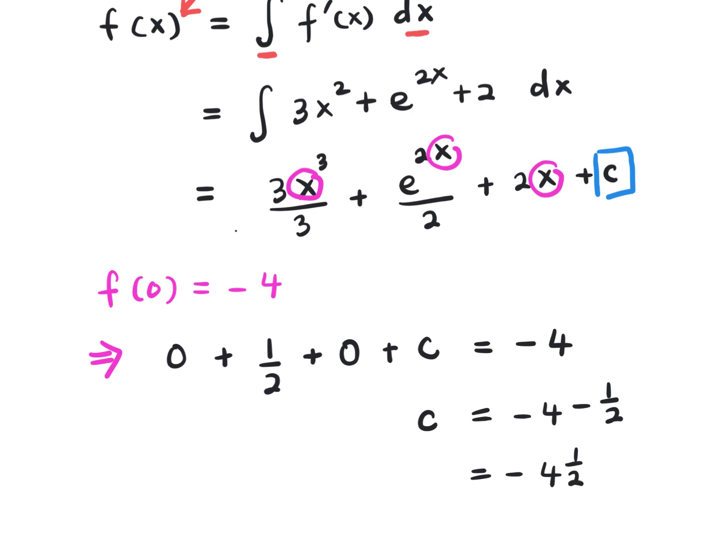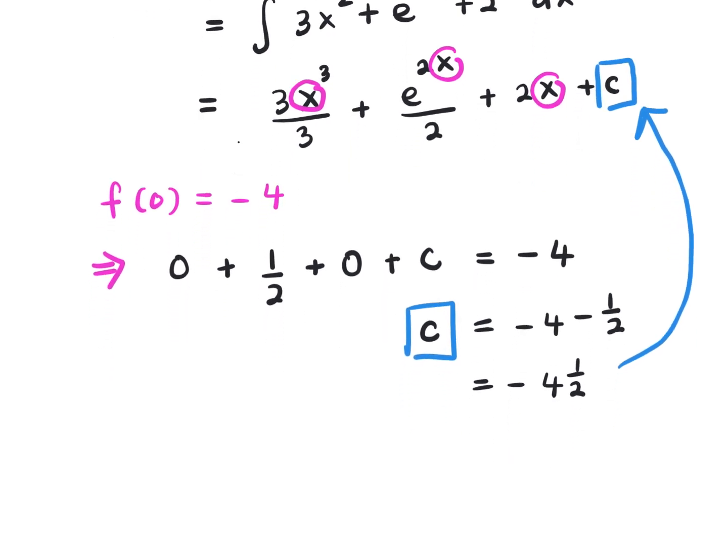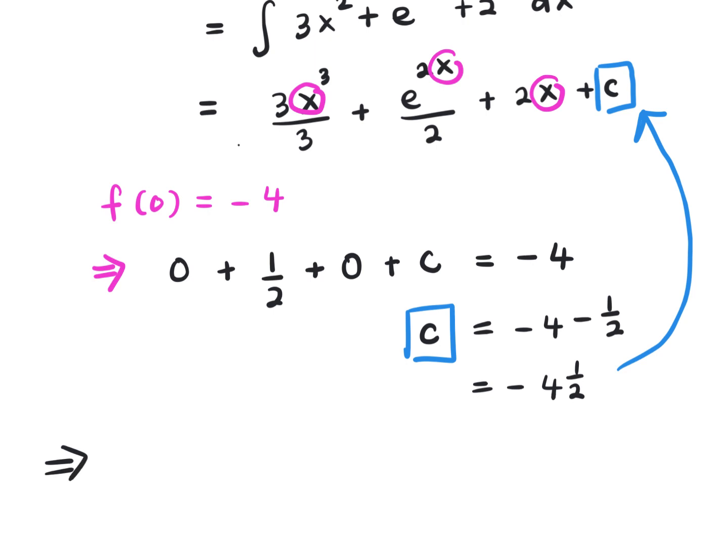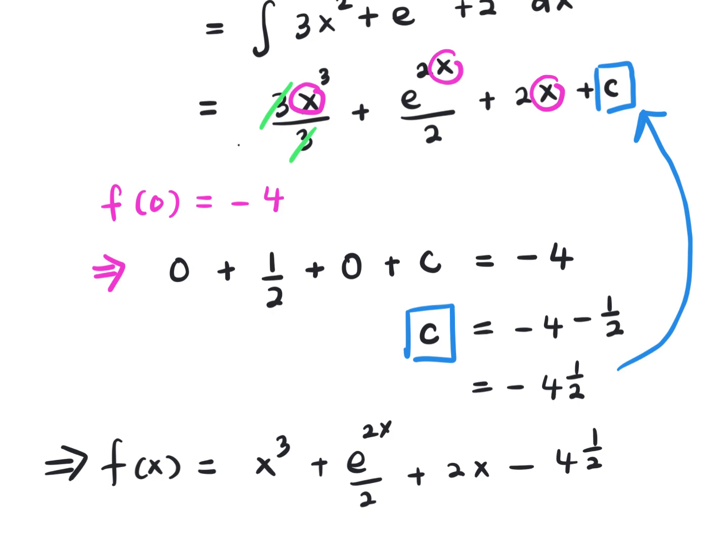Once we get this c value, then we can replace it into the f(x) term. With that, we are now getting the final answer. The final answer should be f(x), we are looking for f(x) just now, equal to x to the power of 3, this one can be simplified, plus e to the 2x over 2, plus 2x minus 4, 1 over 2. So this is the final answer.